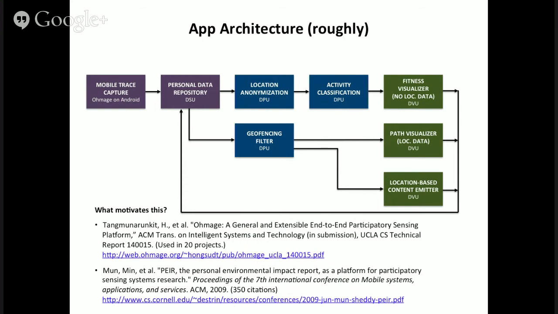And then a series of processing components in blue and visualization components in green. And the origin of all this data, though, is from the mobile capture using a particular software called Homage on Android. Where does this come from?